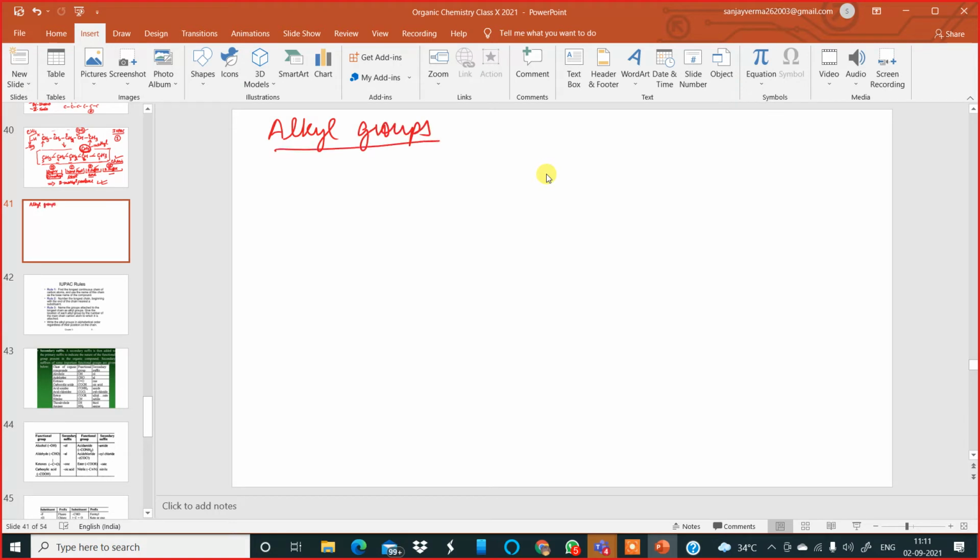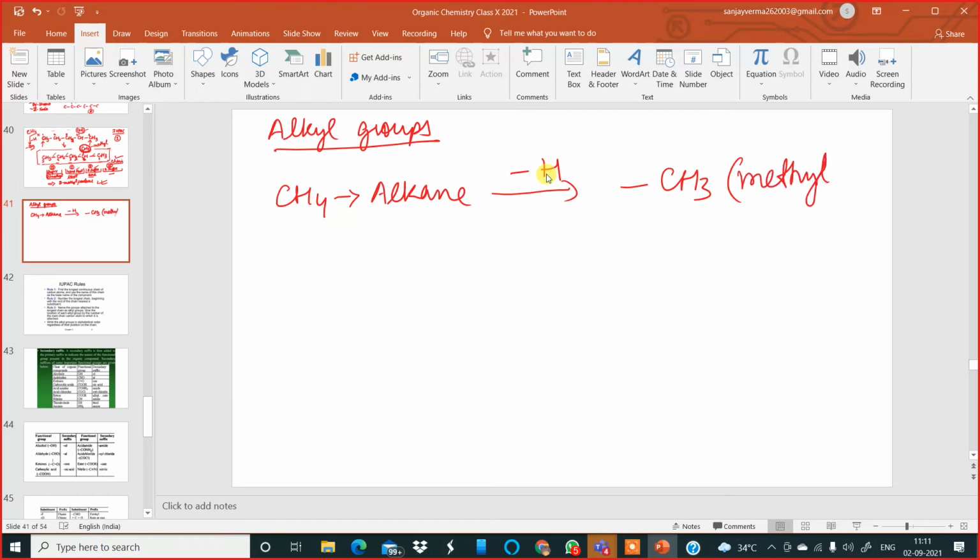Alkyl groups. If you look at the first alkane, that is CH4, it is an alkane. If I remove one hydrogen from the alkane, I will get CH3. This CH3 is called the methyl group.